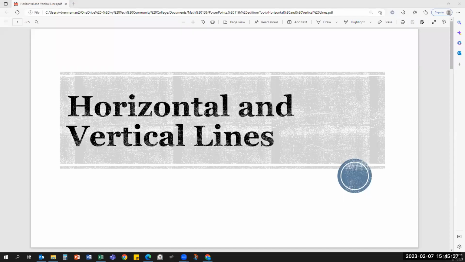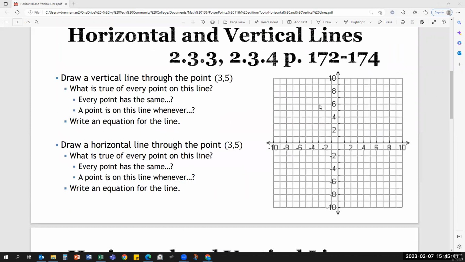Let's talk about horizontal and vertical lines. So first off, just to think about some characteristics. If I think of the vertical line through the point 3,5, so I have the point 3,5, the vertical line through that looks like this. It's made up of all these individual points.